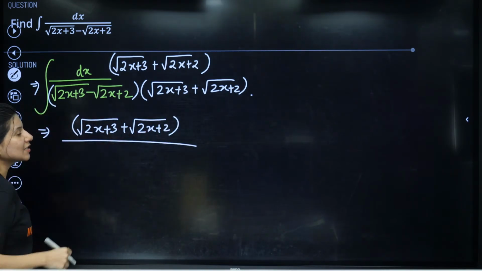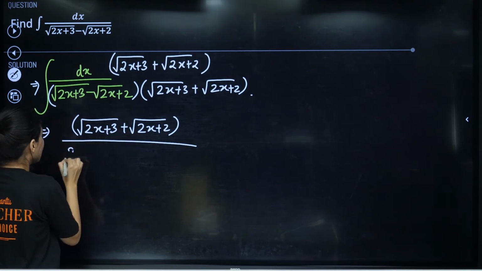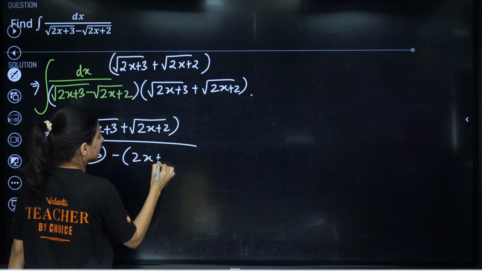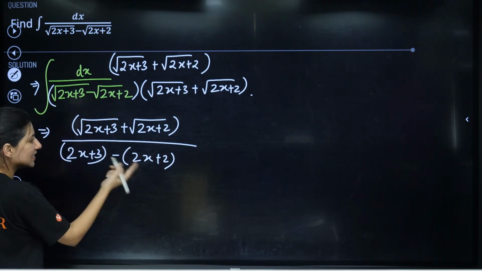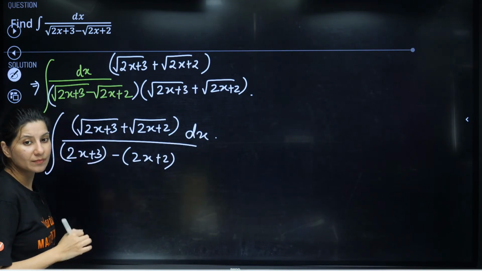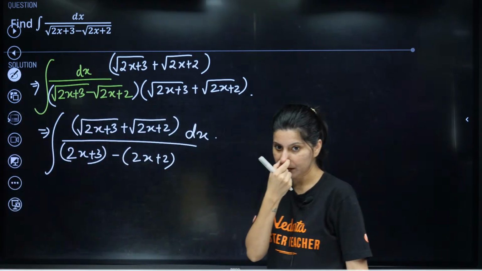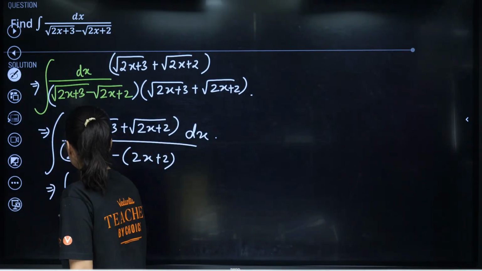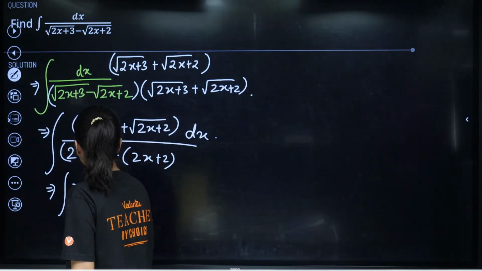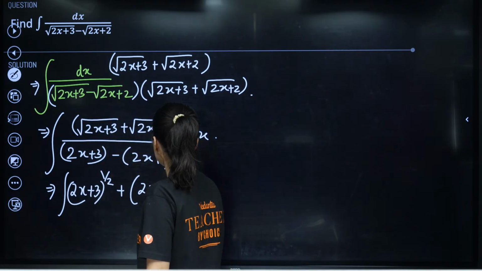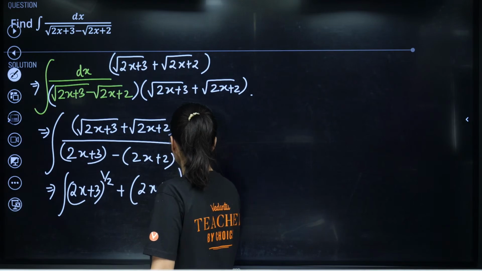Now this is a plus b, a minus b. So a square minus b square. So 2x cancels, 3 minus 2 is 1. That means the denominator becomes 1. Okay? Denominator becomes 1. Now we just have this: integration of 2x plus 3 raised to power half plus integration of 2x plus 2 raised to power half dx.